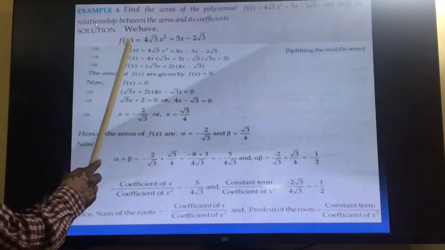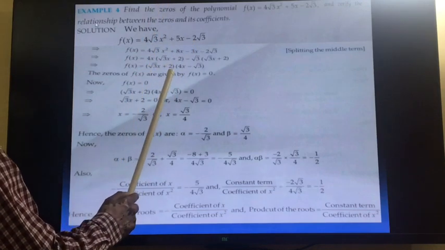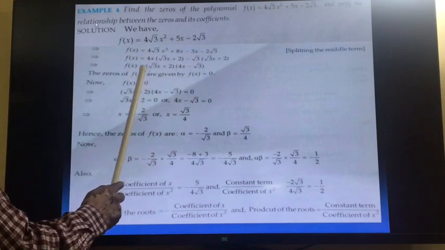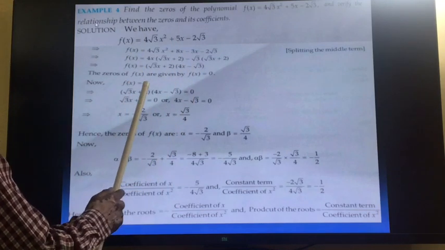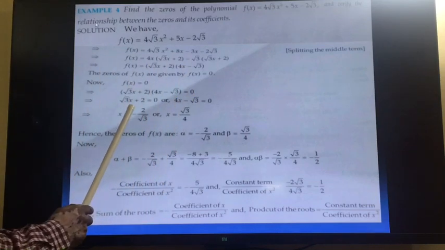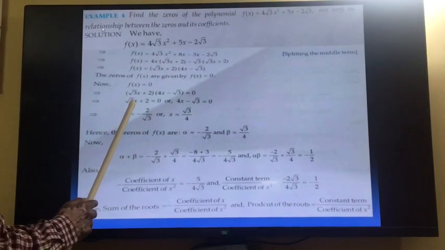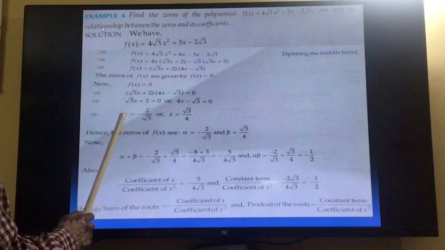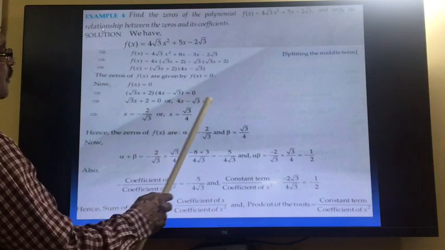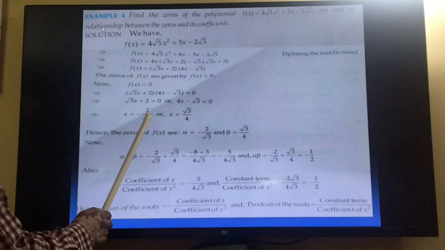So again we will write the factors of this polynomial by splitting the middle term. So we will get root 3x plus 2 and 4x minus root 3. Now to get the zeros, we will put the polynomial equal to 0. So f(x) is equal to 0. It means the product of the factors is equal to 0. So either the first factor is 0 or the second factor is 0. If the first factor is 0, this will give you root 3x is equal to minus 2, so x is equal to minus 2 by root 3. This will give 4x is equal to root 3, so x is equal to root 3 upon 4. So these are the two zeros, right? This is alpha and this is beta.